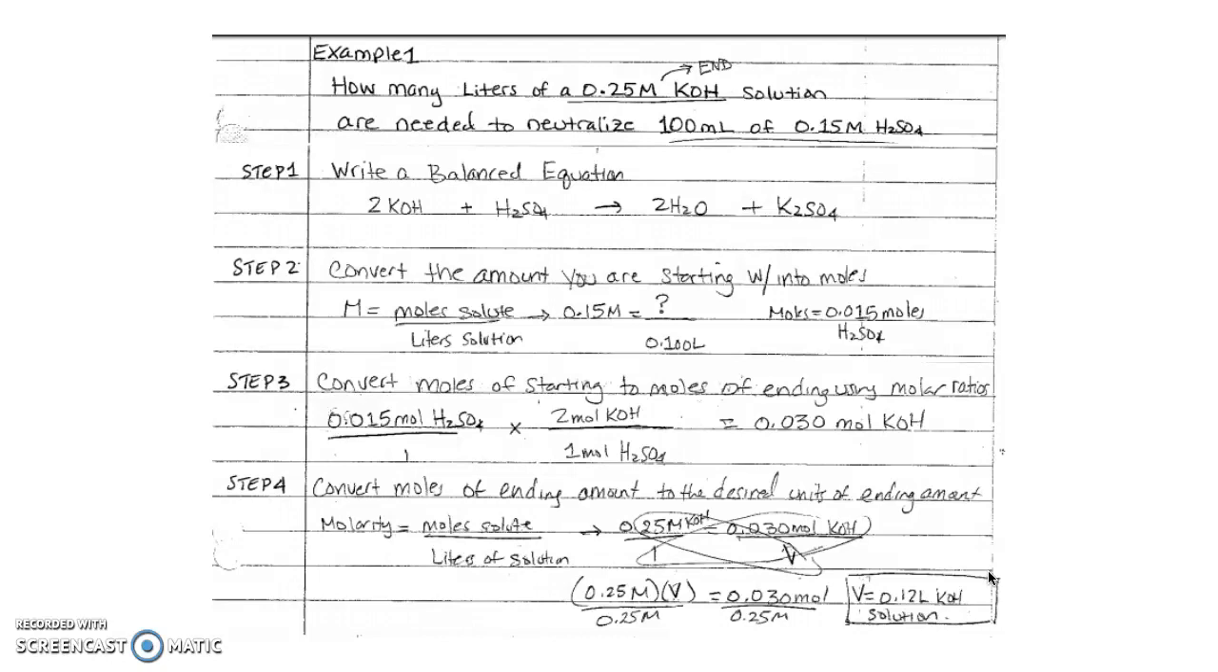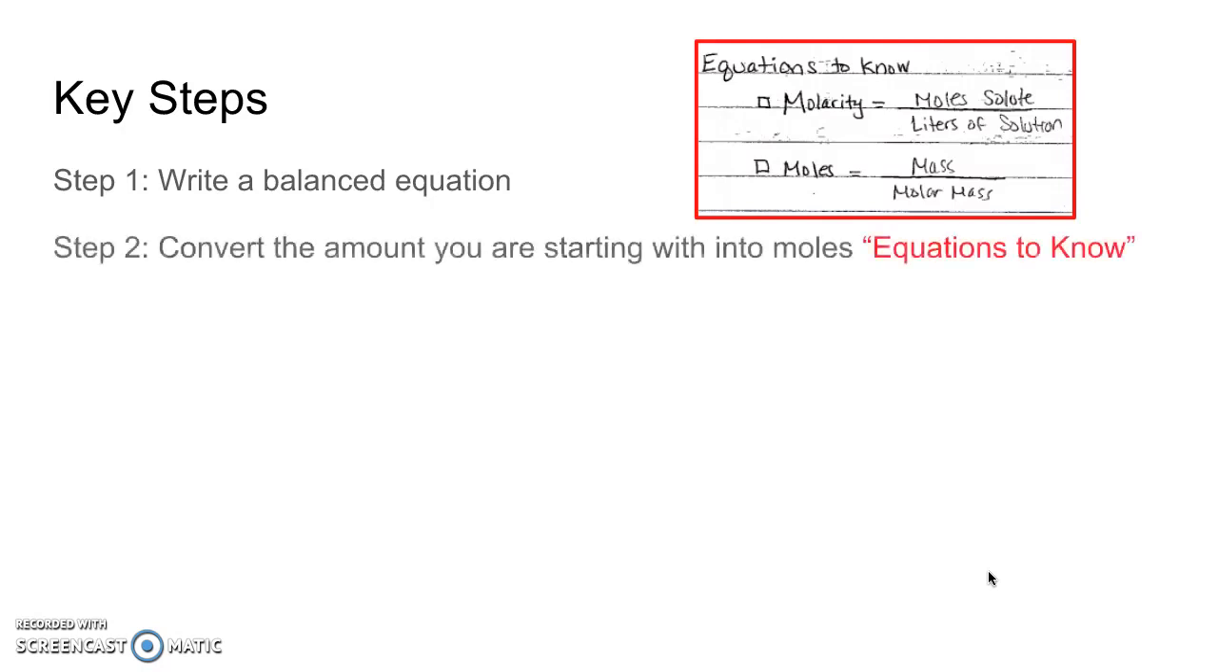So these are notes that you should have in your notebook. And just to recap these key steps, we write our balanced equation. We converted the amount we're starting with into moles using one of the equations to know. And so, again, you should know these equations.